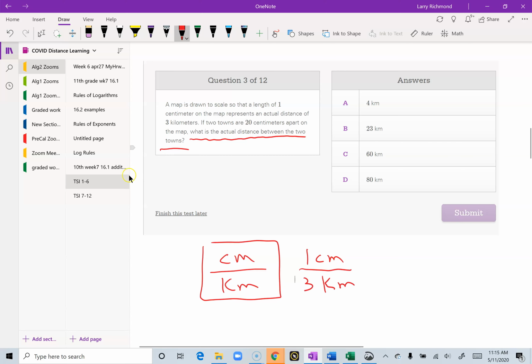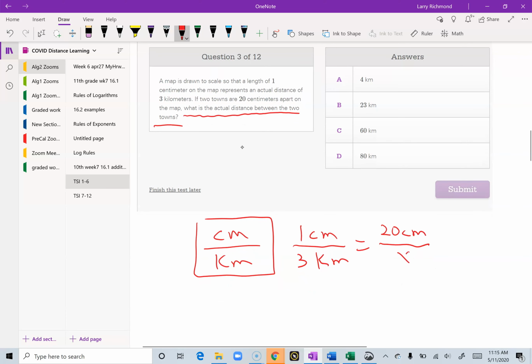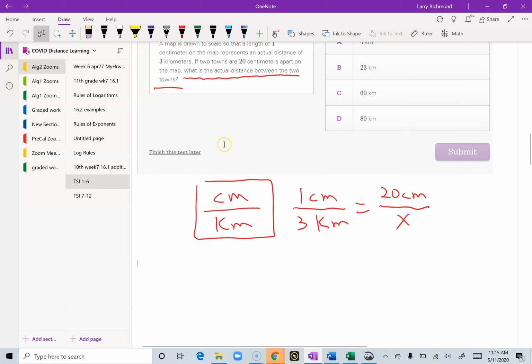In my proportion, I'm setting up the centimeters over the kilometers. We're going to set that equal to 20 centimeters. That would be in the top, the numerator, because that's where we're placing our centimeters, over some number of kilometers. Well, that's what we're looking for. I'm going to let this be x. All right. A fraction equaling a fraction is called a proportion. When we have a proportion, we can cross multiply.